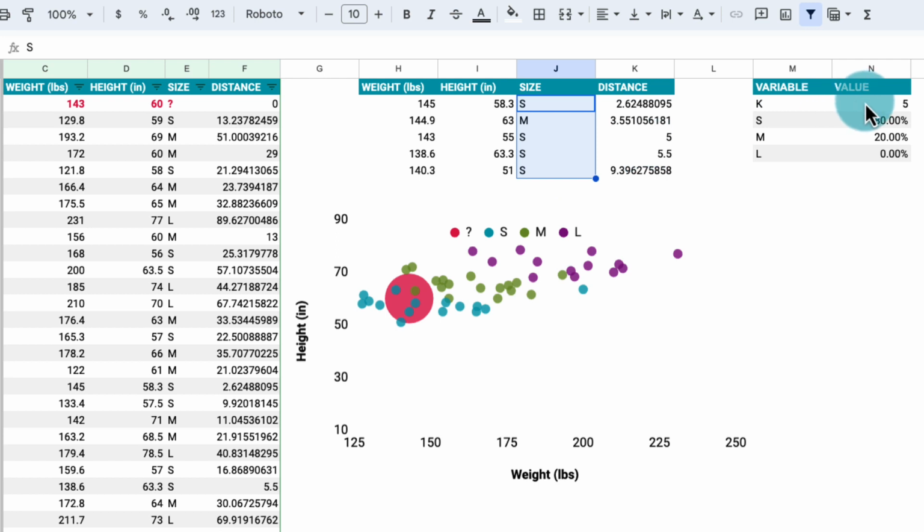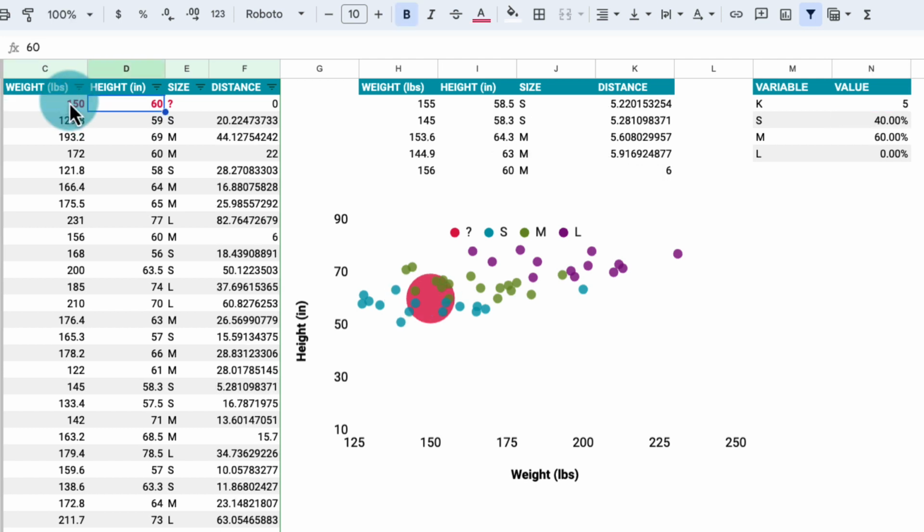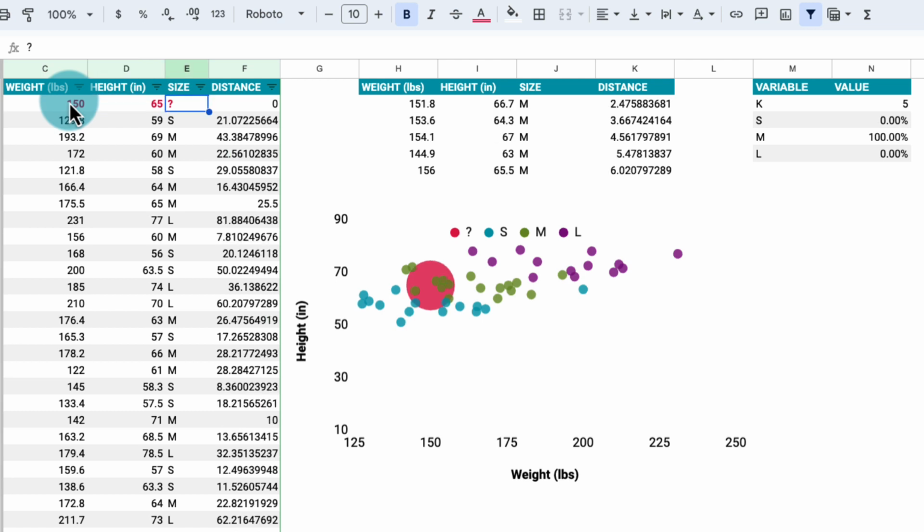Now, if we change the k to, for example, 10, we notice that the numbers change to 50-50. Now, let's look at a few other examples. Let's say we have an individual whose weight is 150 pounds and height is 65 inches. When we do that, we notice that they go into this section. The closest five people are in green, and we can see that five people wear a medium shirt, and that's what we're getting here, 100% medium.